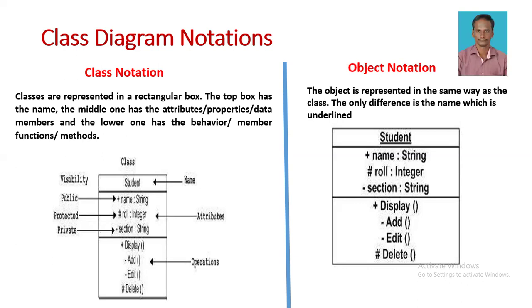The third part of the class diagram is operations or methods. This example class diagram has four methods: display, add, edit, and delete.